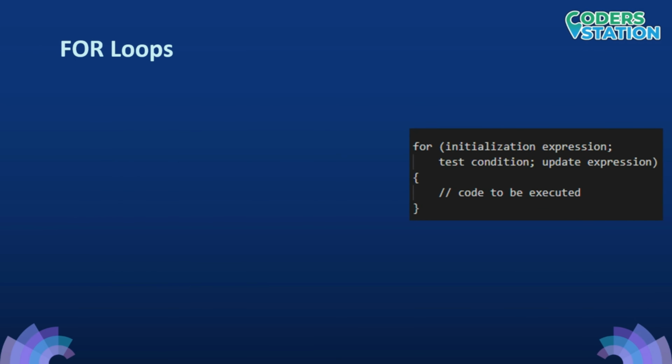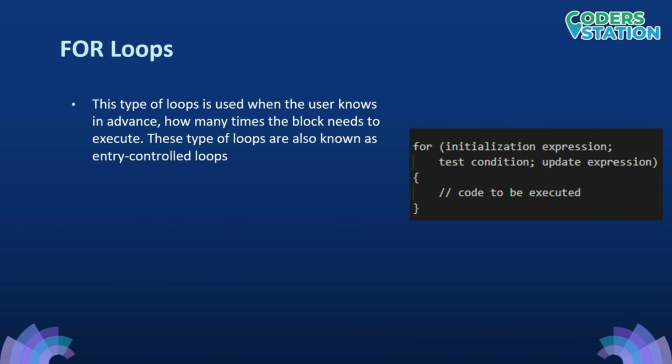For loops. These types of loops are used when the user knows in advance how many times the block needs to be executed. That is, the number of iterations is known beforehand. These types of loops are also known as entry control loops because only if the condition is true does the loop start. So the main difference between for loops and while loops is that for loops are used when you know the number of times you want the code to be executed, whereas while loops are used when you don't know the number of iterations.